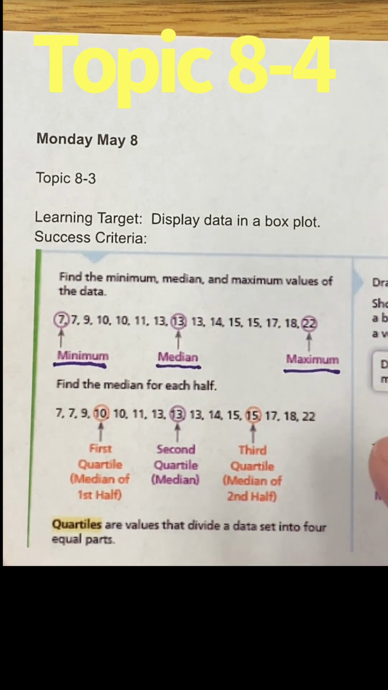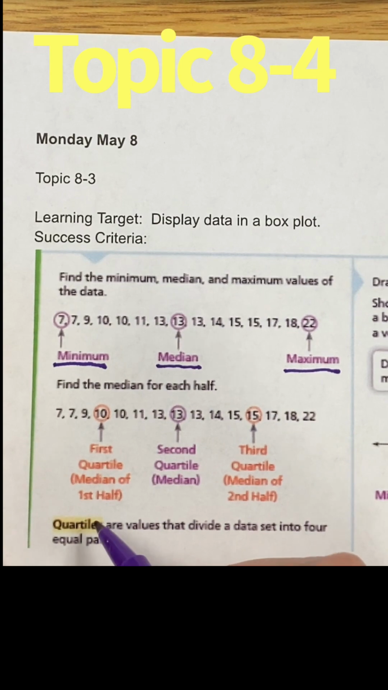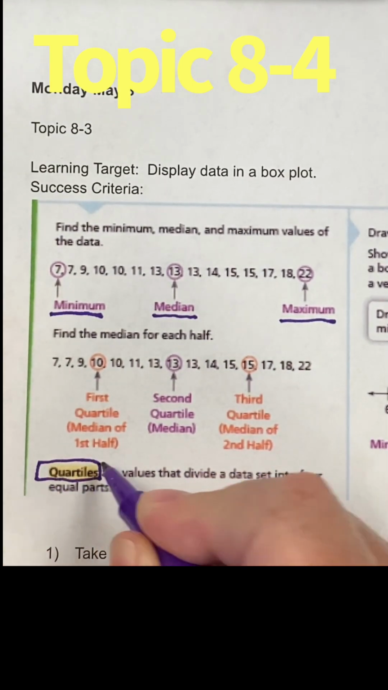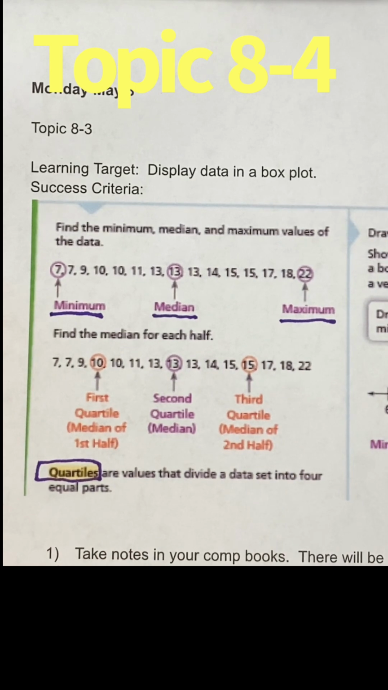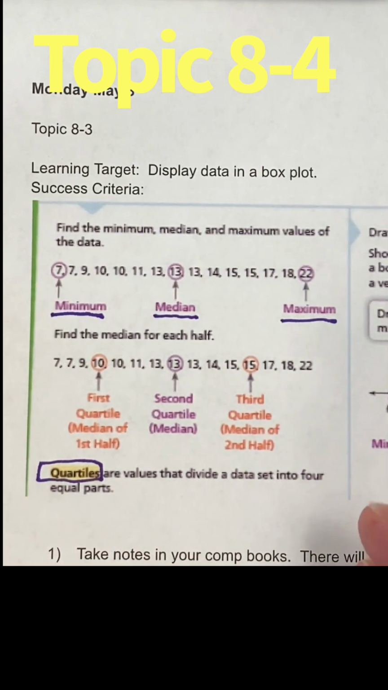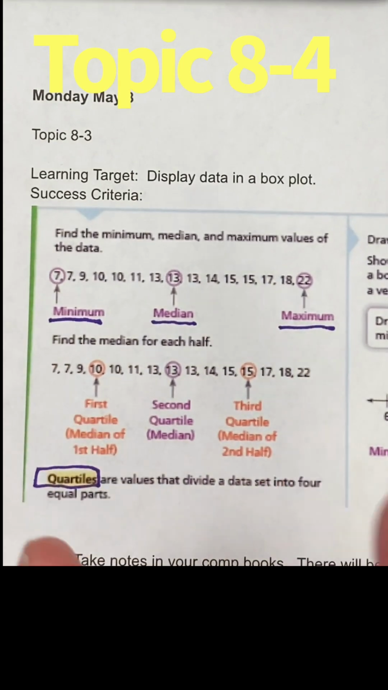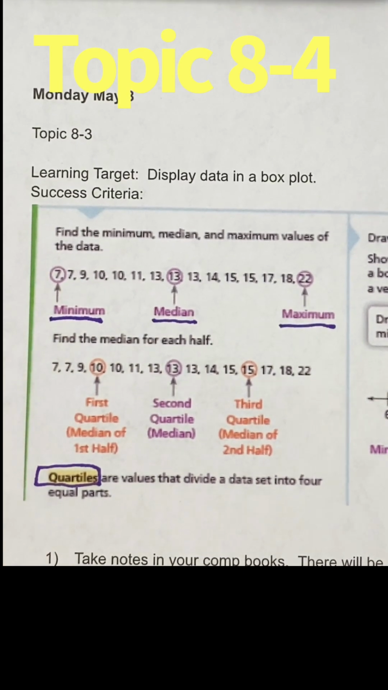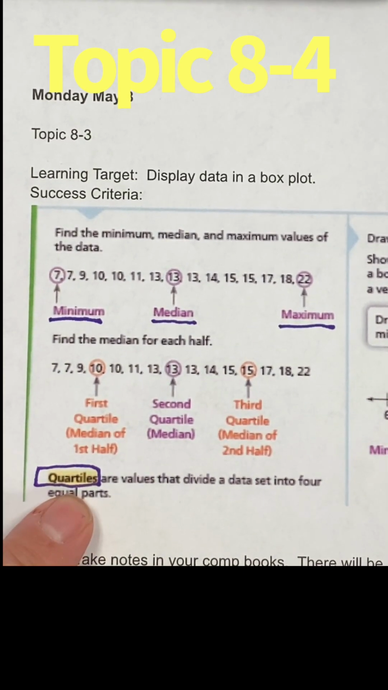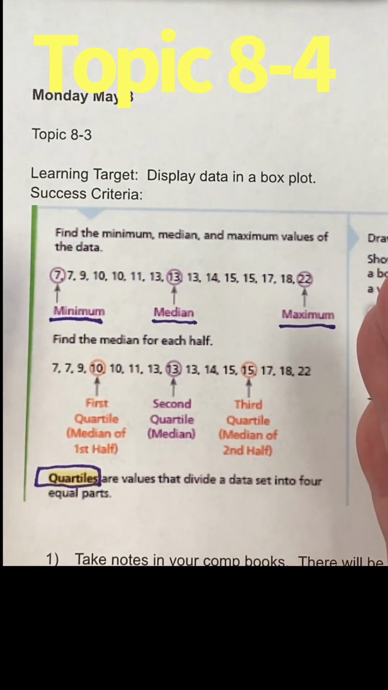And then we're going to look at quartiles. Okay, so in your comp book, you want to write down quartiles. And if you think about that word, quartiles, it's got that word quarter in it. And so we know that we're going to be looking at fourths, chunks of a fourth. And the tile just means that we're taking a set of data and we're chunking it into fourths.